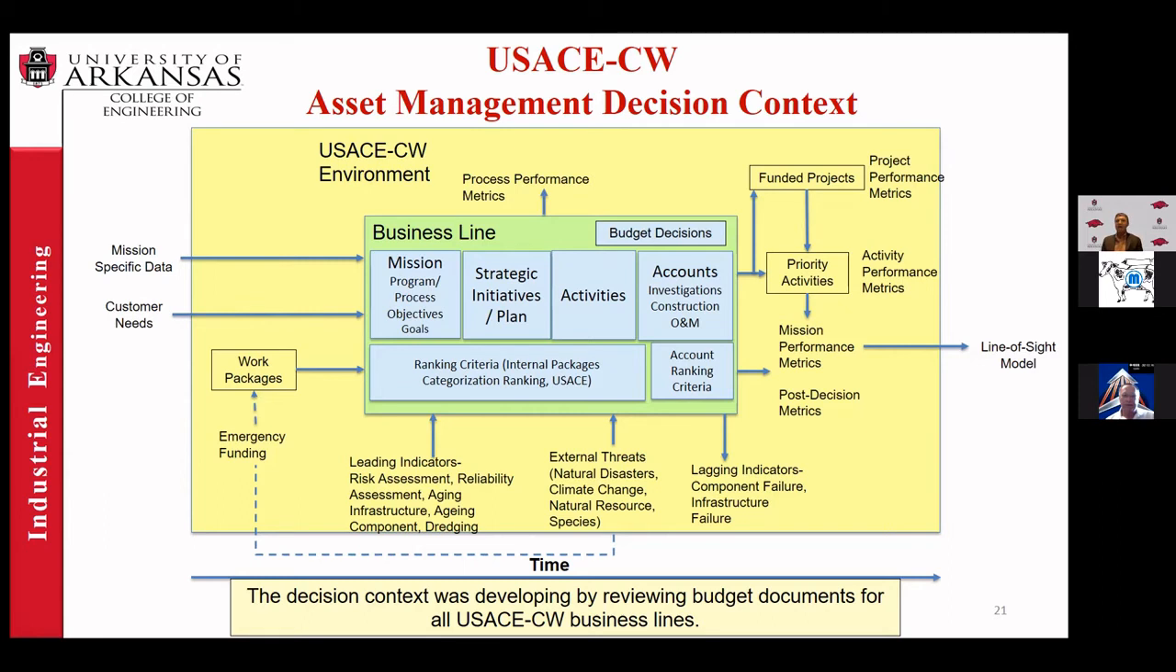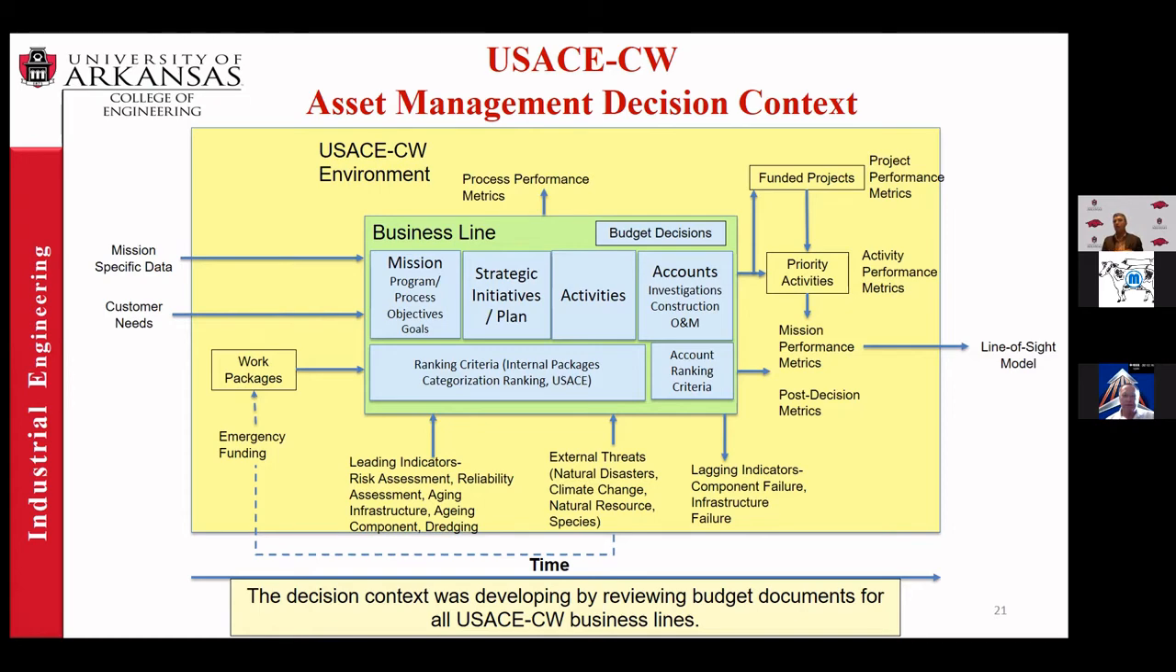And so out of this model come funded projects and priority activities. Where multiple objective decision analysis comes into play is that the line of sight model uses MODA, which helps us go from the business line to objectives, to assets, to the metrics, to then be able to get to the priority activities and the funded projects.